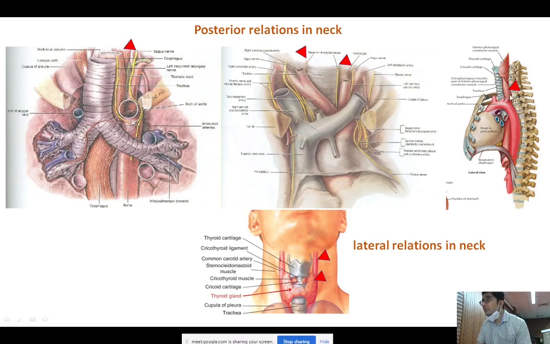Here also you can see the esophagus lying posterior to it, and in this groove there will be the nerve, the recurrent laryngeal nerves. What are there laterally? Laterally you see the lateral lobes of the thyroid gland. This is the isthmus, which is the relation in front. By the side there are the lobes. And what are these vessels by the side? These are the common carotid artery. We are talking about the relations of the trachea in the neck.